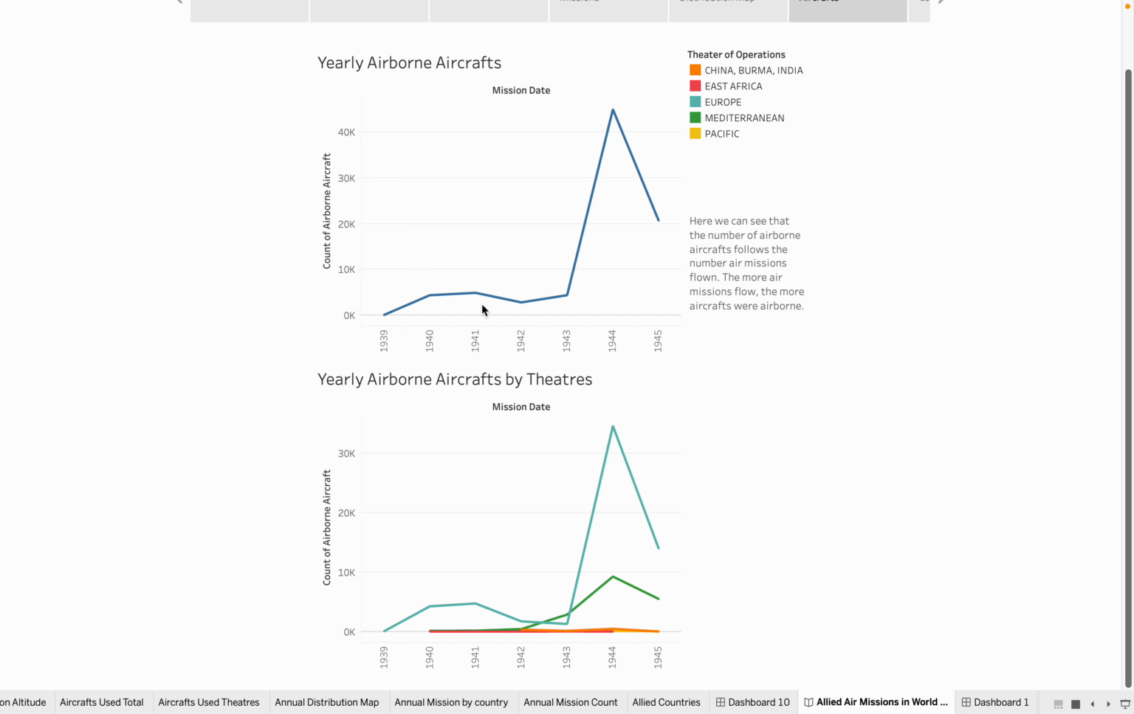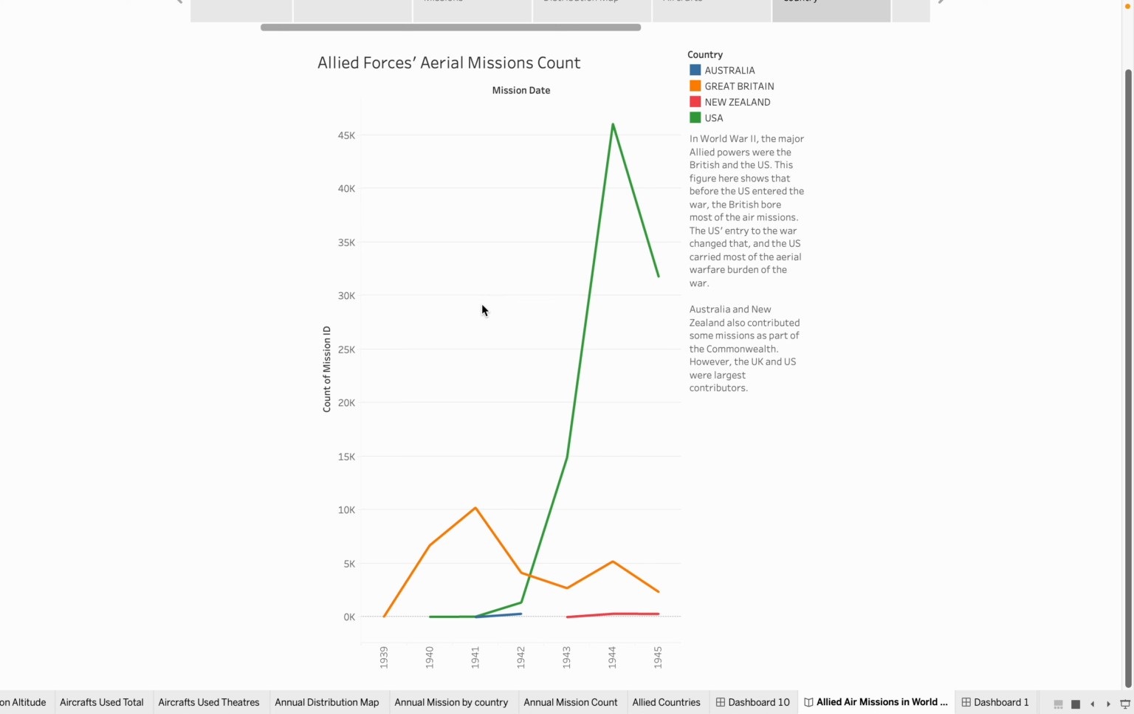Across all theaters of operation, remember Europe had the most missions, followed by the Pacific and the Mediterranean. In World War II, the major powers in the Allied forces were the British and the U.S. forces, right? Before the U.S. joined, the British had to carry most of the air power, most of the air missions. You can see here it peaked in 1940, 1941. Remember the Battle of Britain and the German invasion of the Mediterranean.